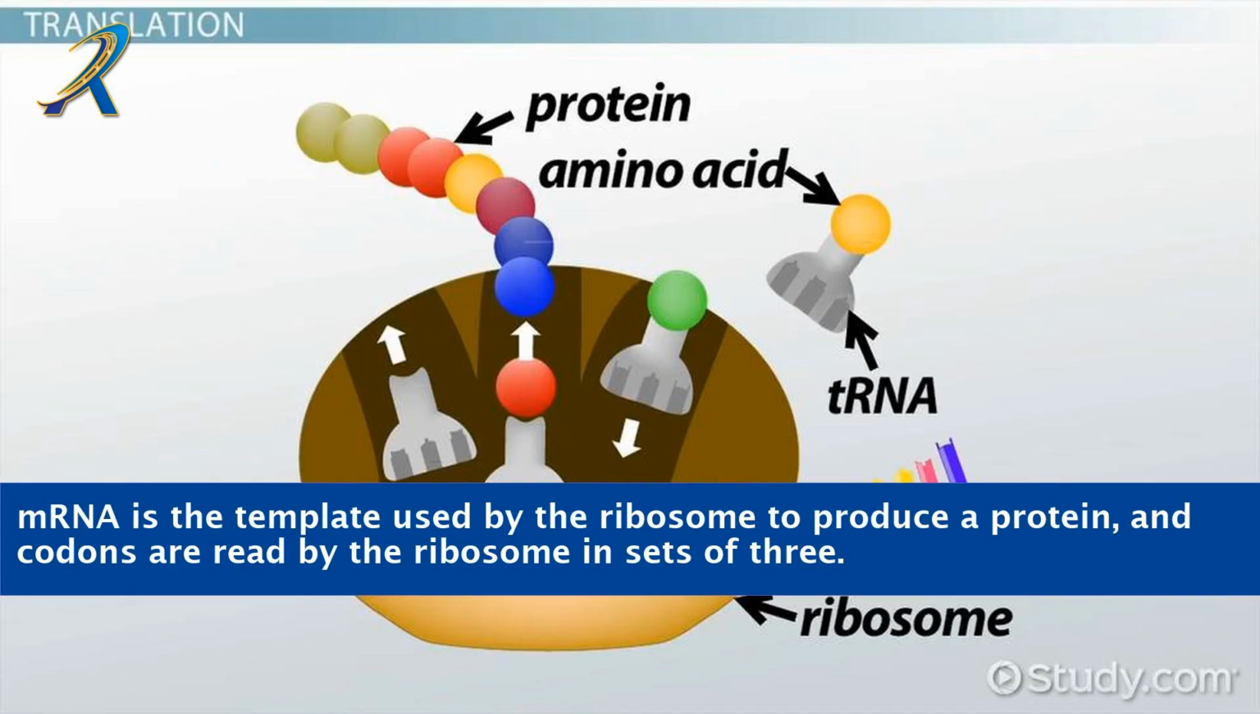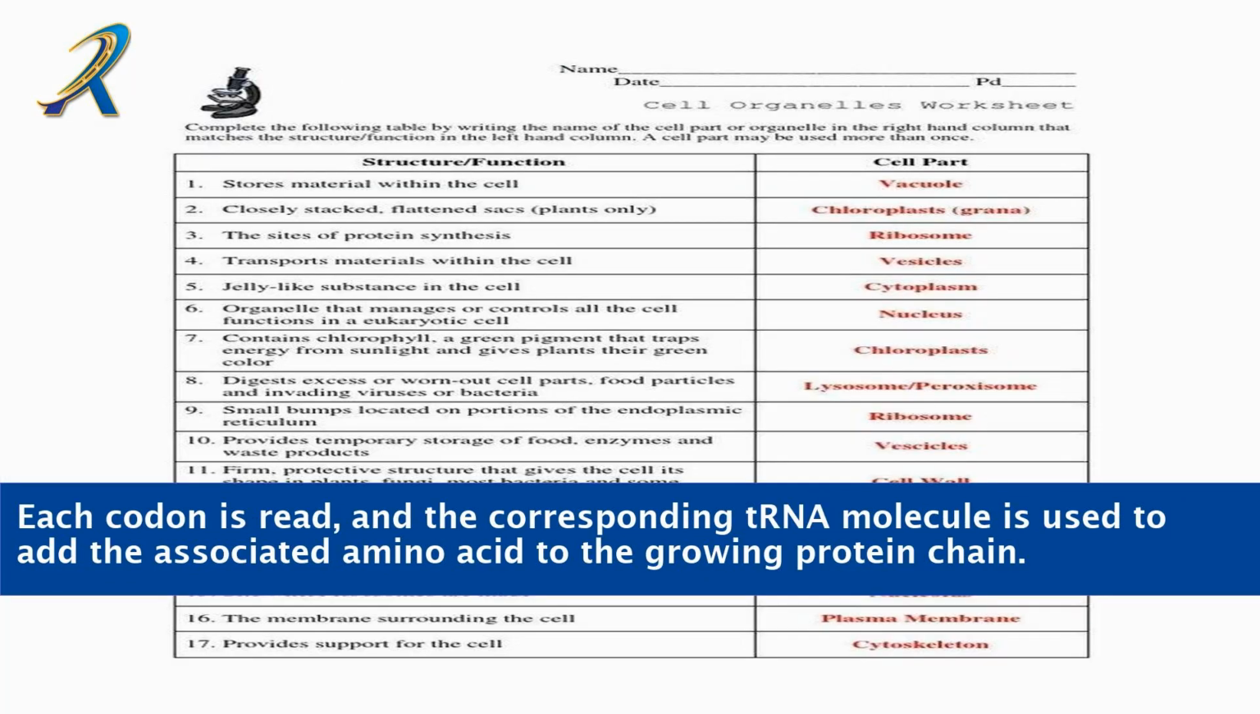mRNA is the template used by the ribosome to produce a protein, and codons are read by the ribosome in sets of 3. Each codon is read, and the corresponding tRNA molecule is used to add the associated amino acid to the growing protein chain.